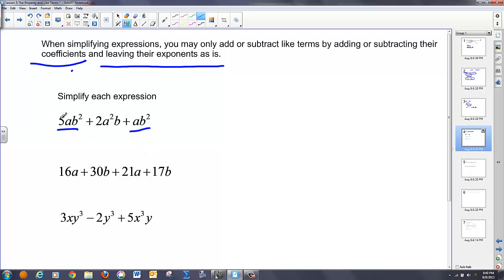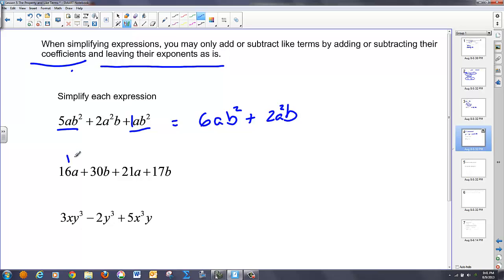My coefficient in front of the first term is a 5. In front of the second term, there really isn't one, so that's an unwritten 1. And so I'm going to combine my like terms by adding their coefficients. So 5 plus 1 is 6. I leave the variables and exponents the same. 2a squared b is not like with anything else, but I have to include it in my sum, and that's my final answer.